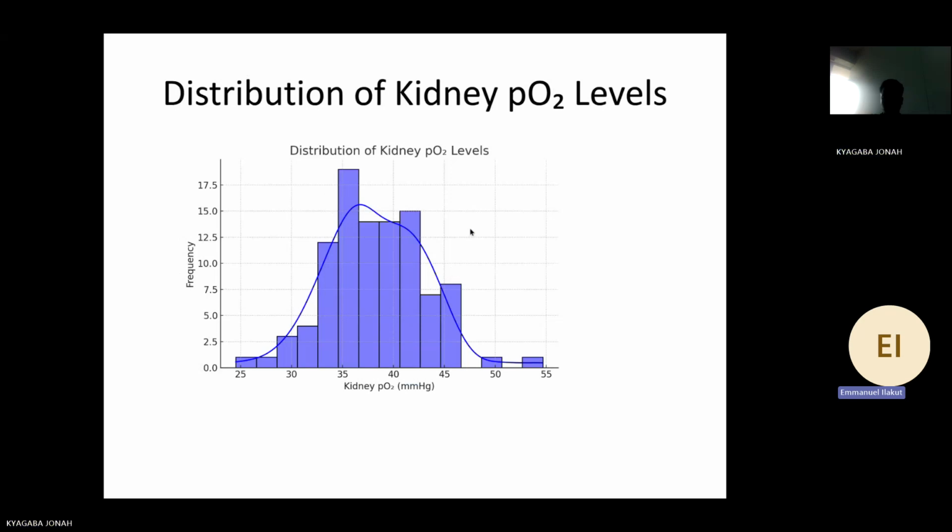Here we have a histogram showing the distribution of renal oxygen in the kidney. We can see it's almost a normal distribution with a mean kidney oxygen level of about 37.8. You can observe that from the histogram here. This was our first analysis just to see the distribution of some of our key features. Kindly proceed to the next slide.